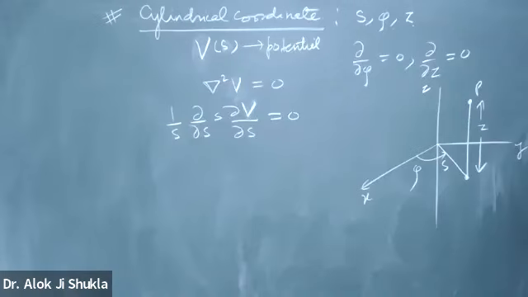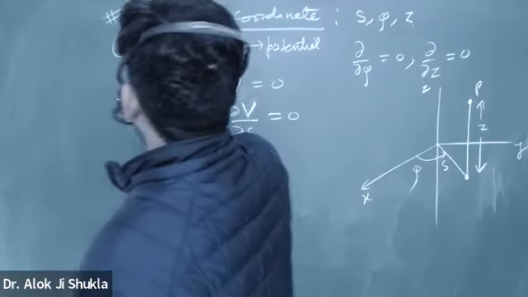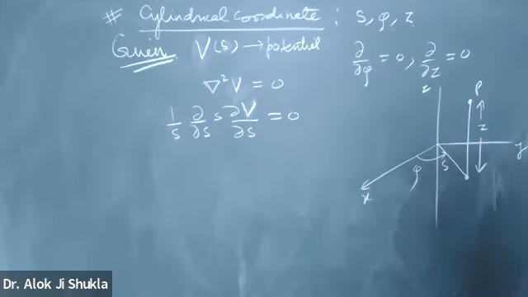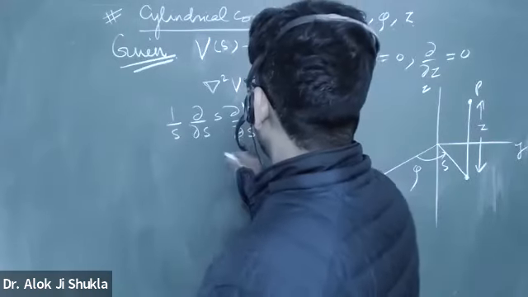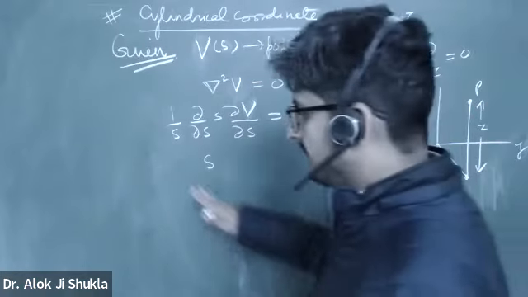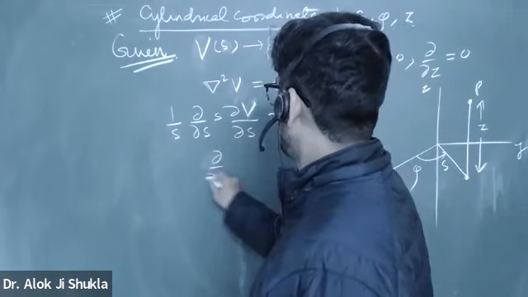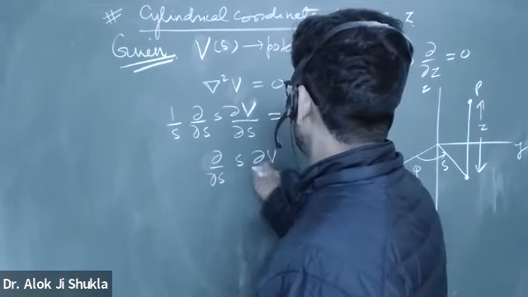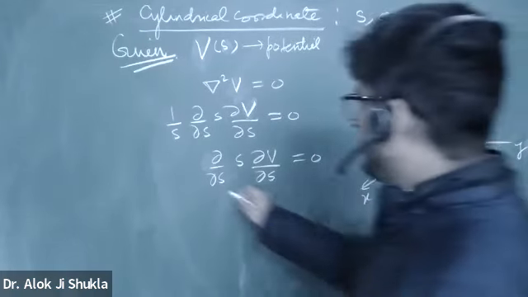Sir, here we have considered that there is no dependence on phi and z. This is given. So just try to do this. This part will become zero. This will be s. Karte hain zara. This will become zero. So how can I write this? This is del by del s of s dV by del s, and this is zero. Yes or no? So the derivative of this is zero.